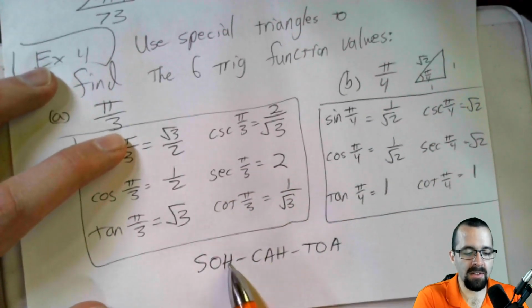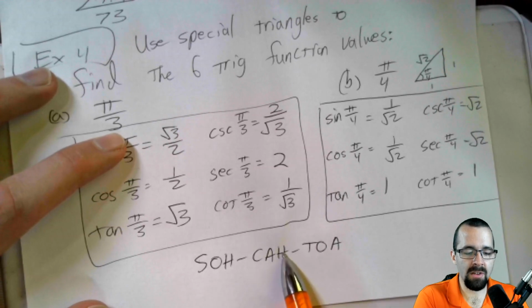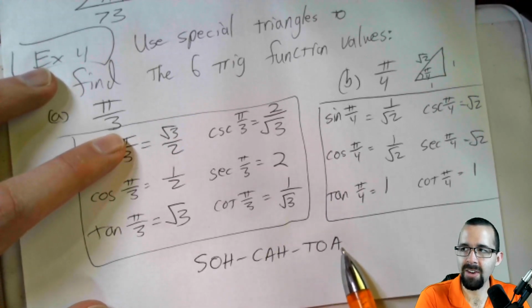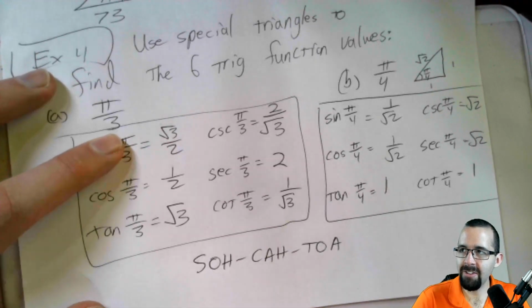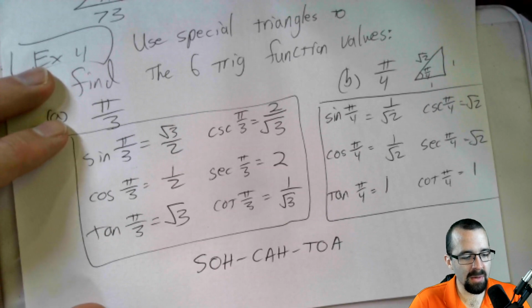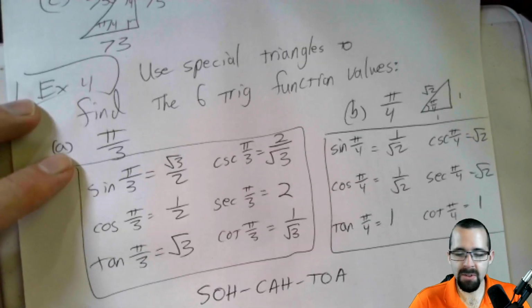Sine is opposite over hypotenuse. Cosine is adjacent over hypotenuse. Tangent is opposite over adjacent. Okay? Very good. Very good in the chat. I like that. And that's basically what we have here. That's the answer to example 4.